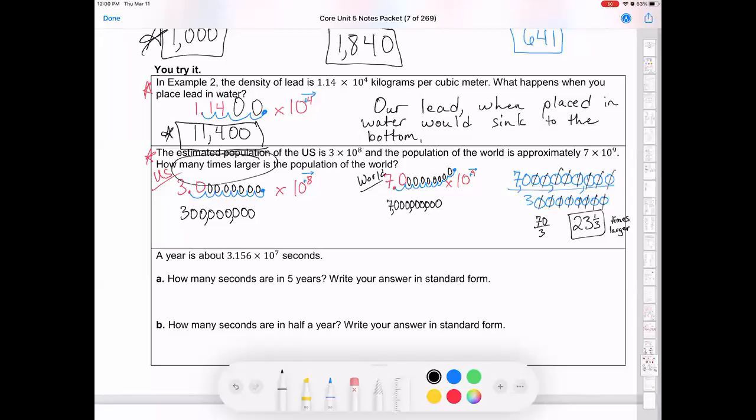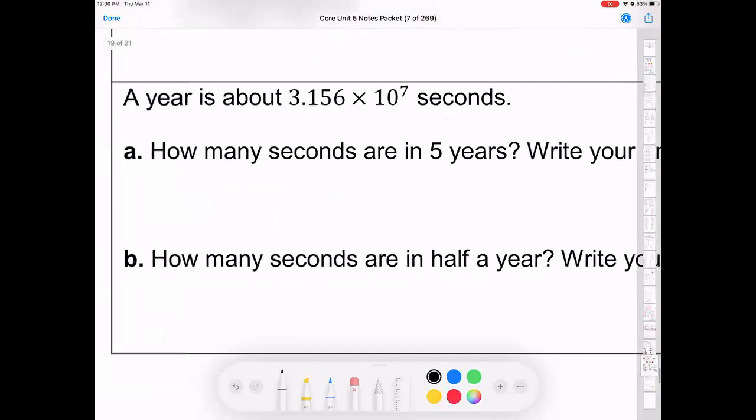All right, next up we're looking at, a year is about 3.156 times 10 to the 7th seconds. All right. So the question becomes, well, how many seconds are in 5 years? Well, what we can go ahead and do is find out what is this standard value. So we have 3.156 times 10 to the 7th power. And because that is a positive 7, we're going to move our decimal to the right 7 spots. So we would go 1, 2, 3, 4, 5, 6, 7. Throw in those zeros, where we see those bumps.